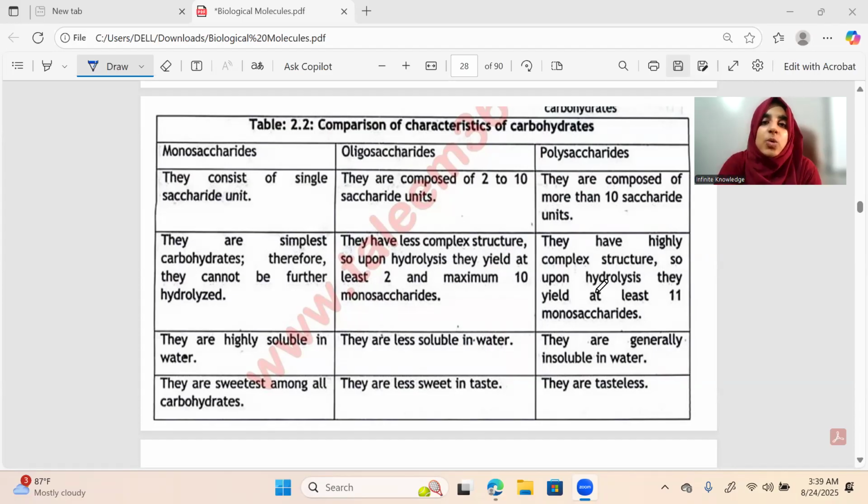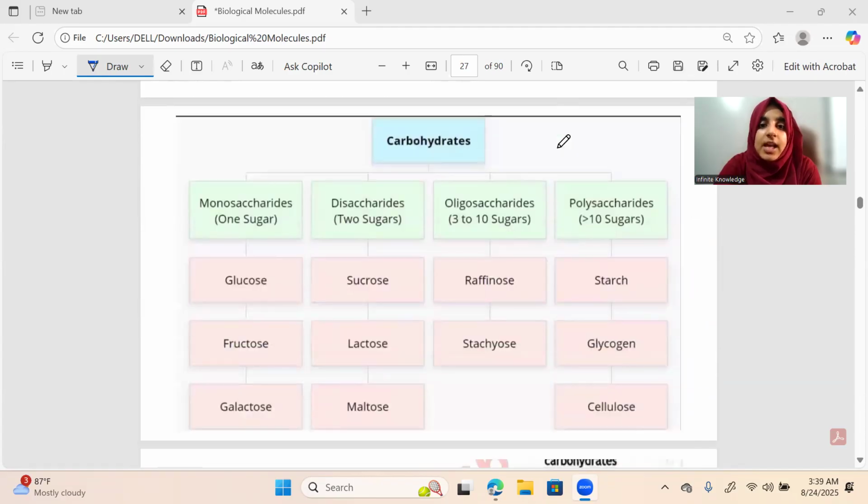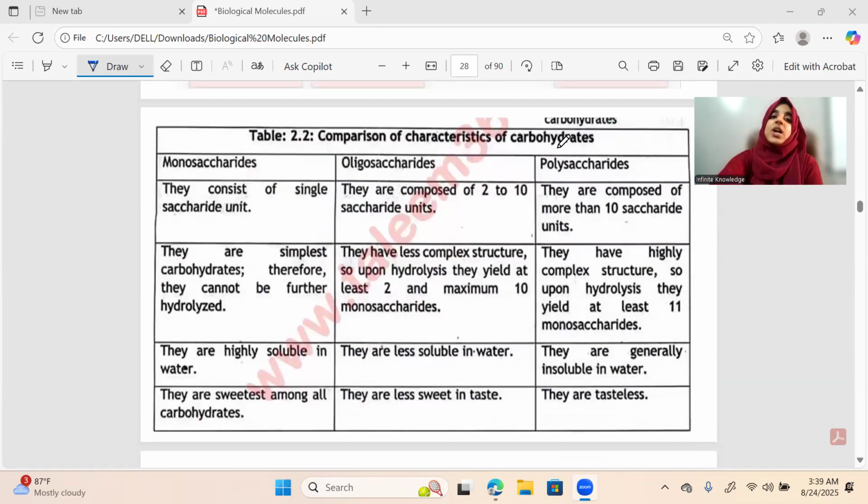In the last video, we did till here of biological molecules, right? If you haven't seen part one of biological molecules, please go and check that out. This is part two, and we are starting with the comparison of characteristics of carbohydrates.